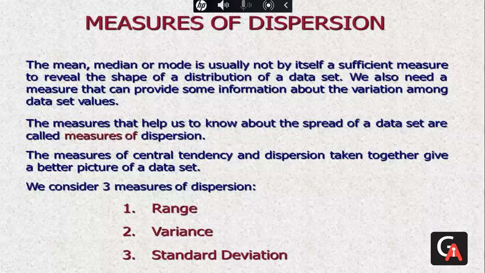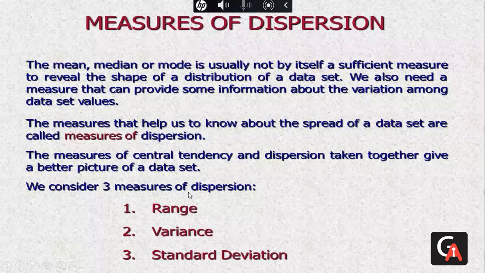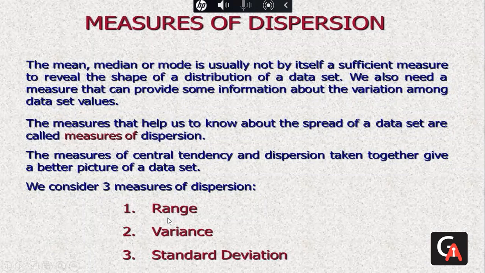So let's talk about the measures of dispersion. A measure of dispersion is going to tell us how data is distributed, how data is spread out in the data set. There are three important measures of dispersion. First is the range, second is the variance, and third is the standard deviation.